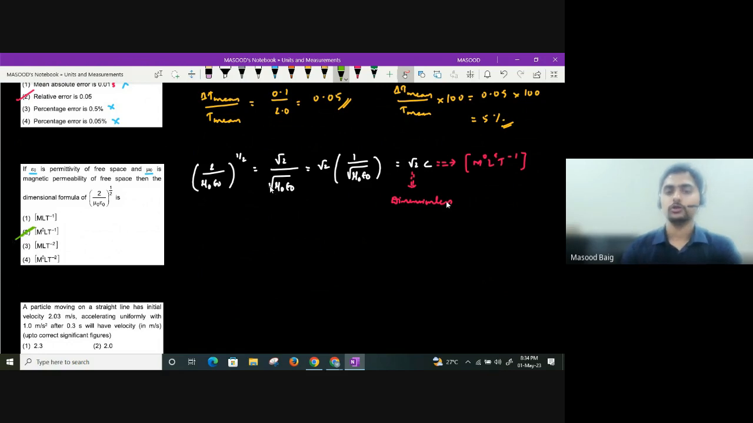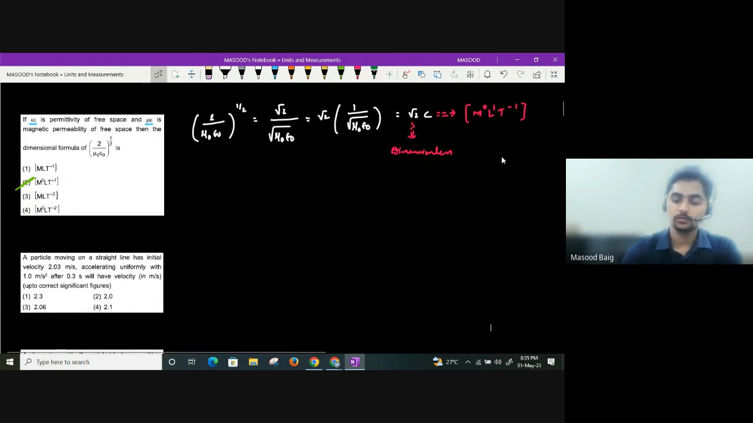1 by root over mu naught epsilon naught is nothing but your speed of light in vacuum, guys. Root 2 is a numerical constant. So will it have any dimensions? No. c is the speed of light. What will be the dimensions of the speed of light? L T power minus 1. Clear, everyone?